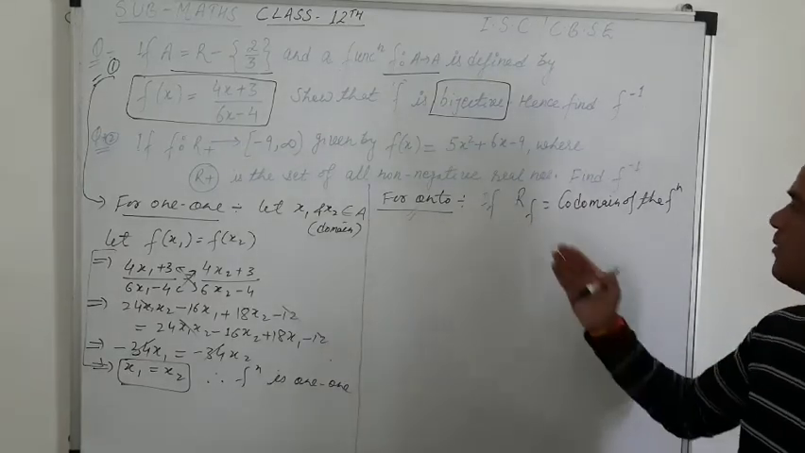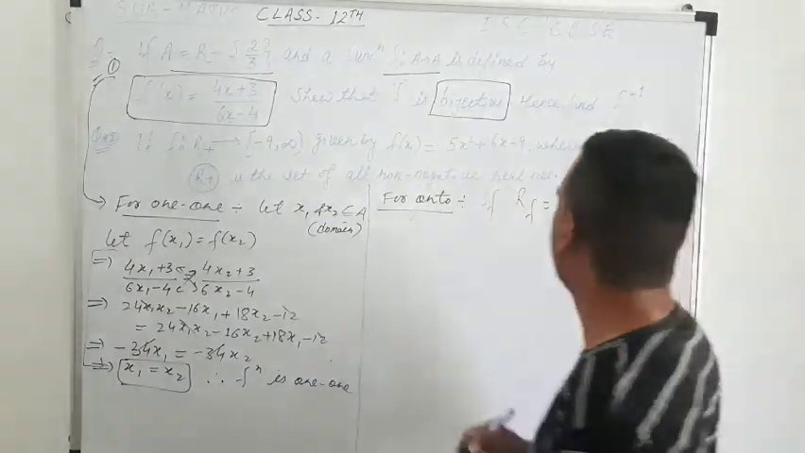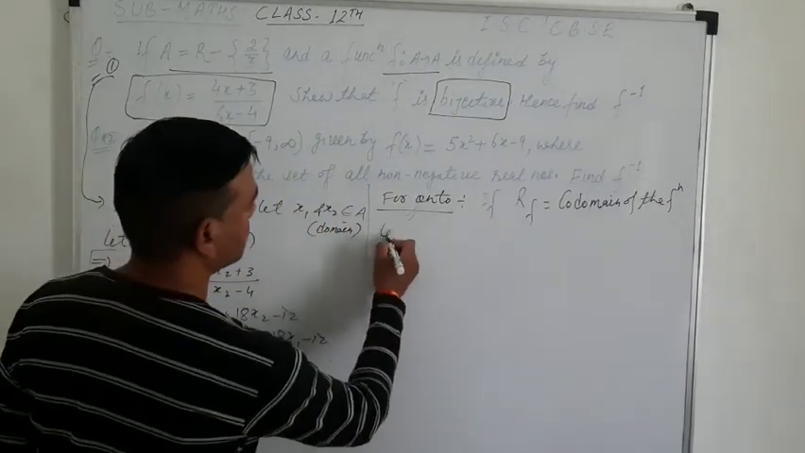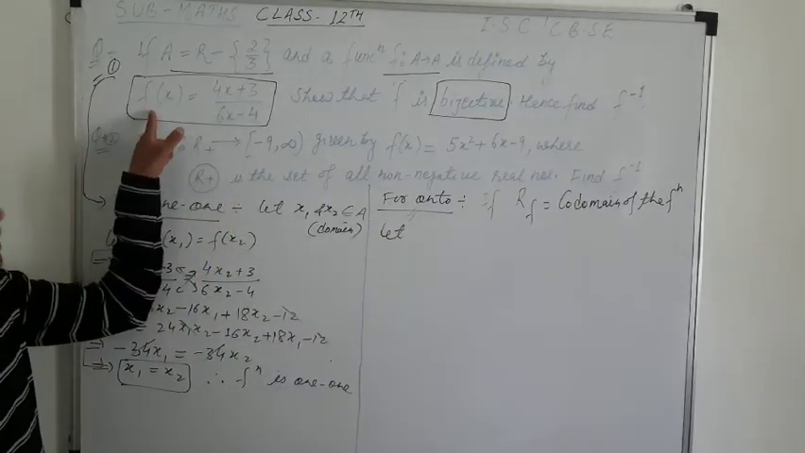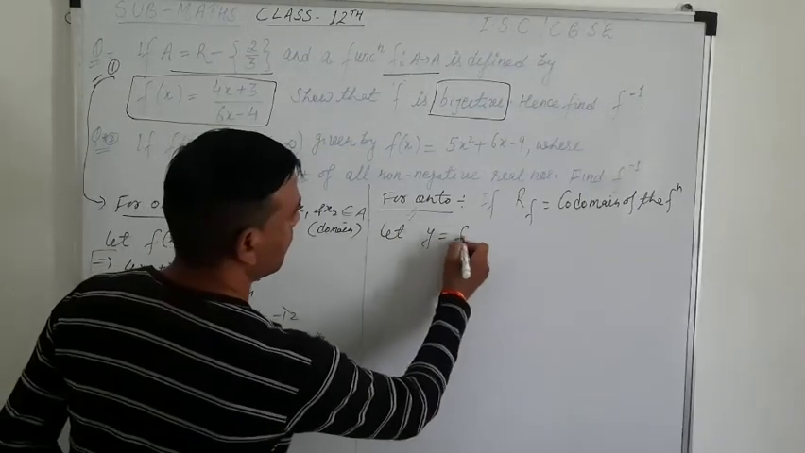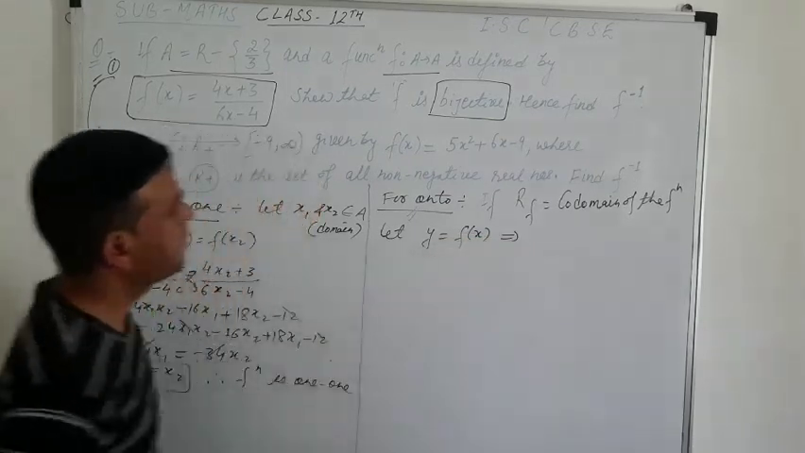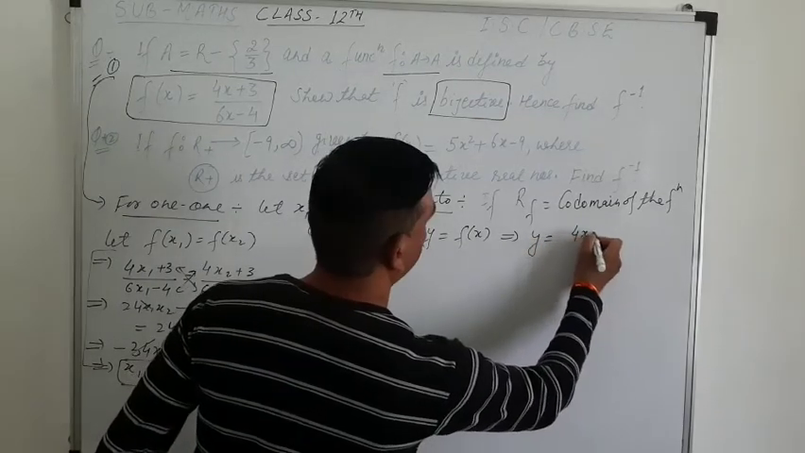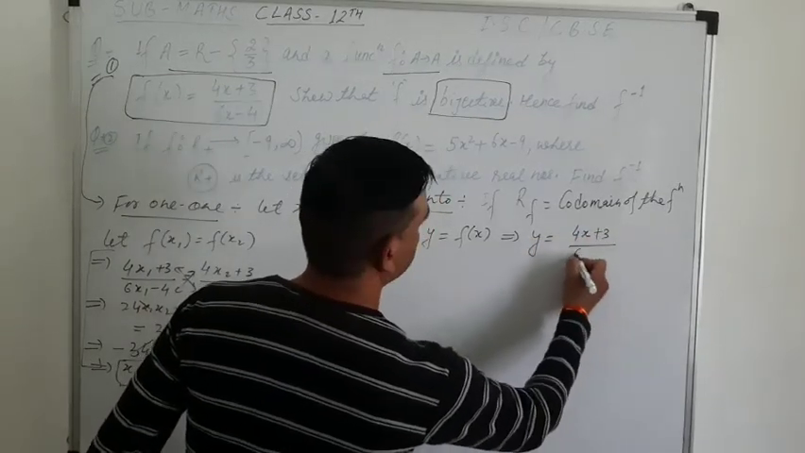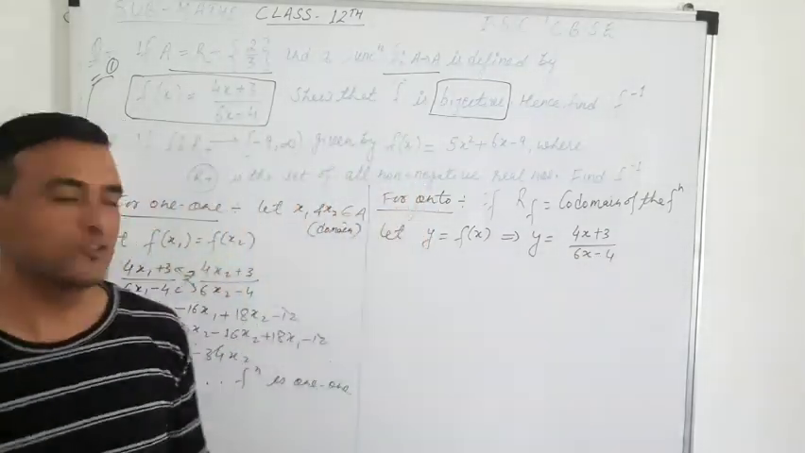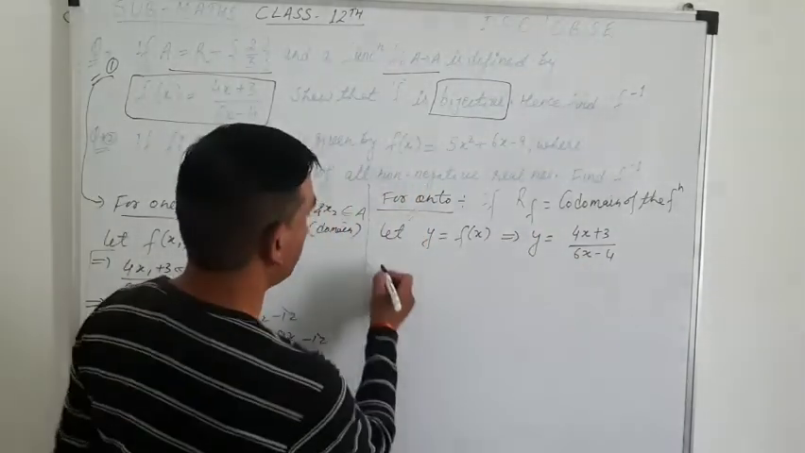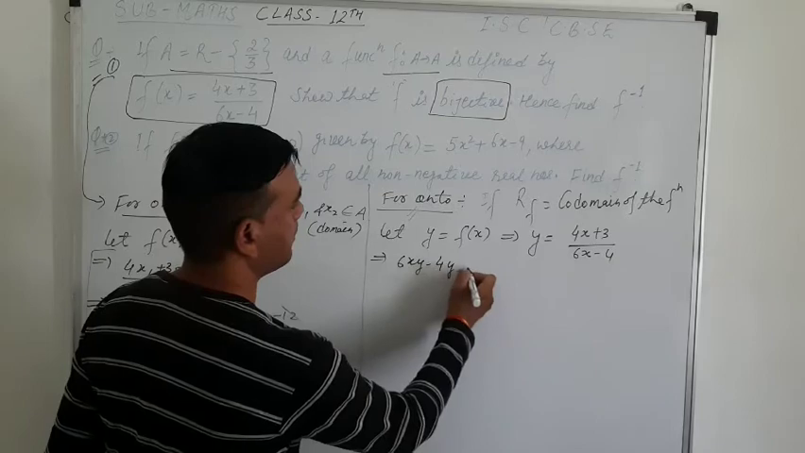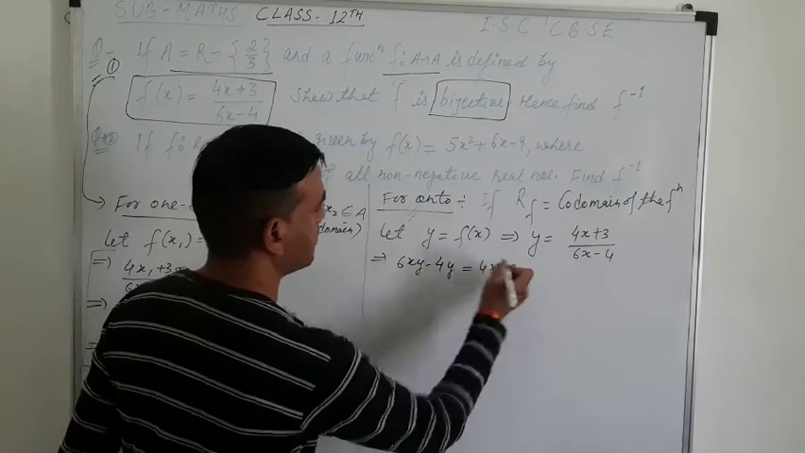So first of all we will try to find the range of the function, R(f). To find the range, let us put y is equal to f(x). In place of f(x) we will put y, so we will get y = (4x + 3)/(6x - 4). After cross multiplication, we will get 6xy - 4y = 4x + 3.